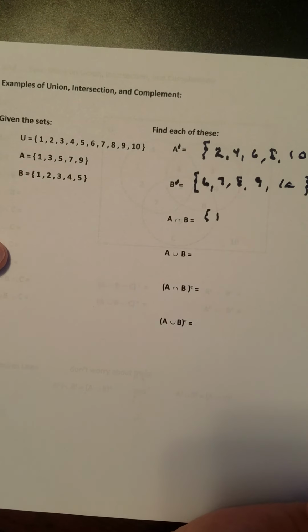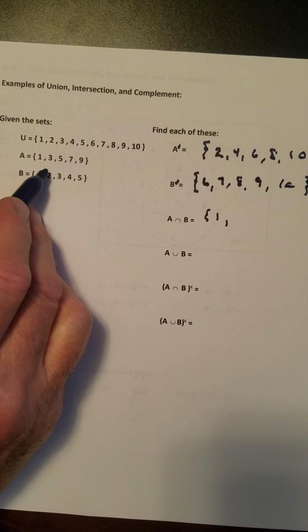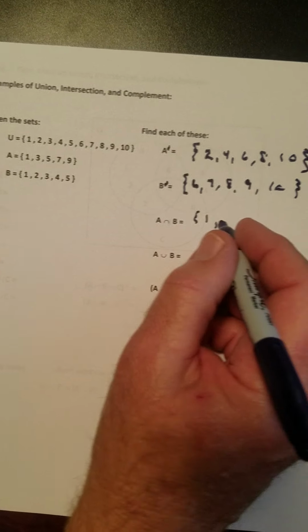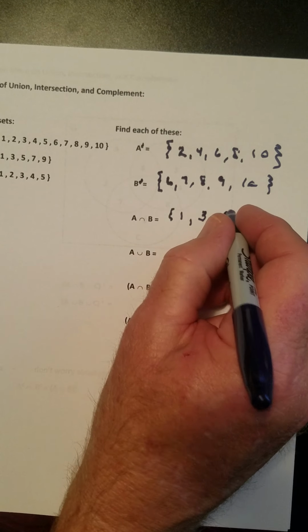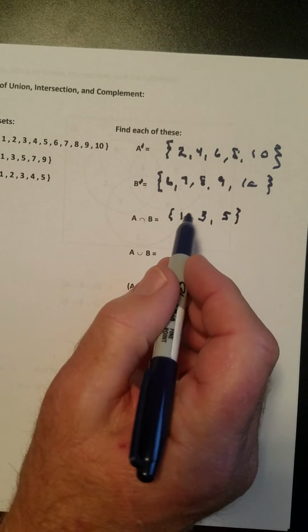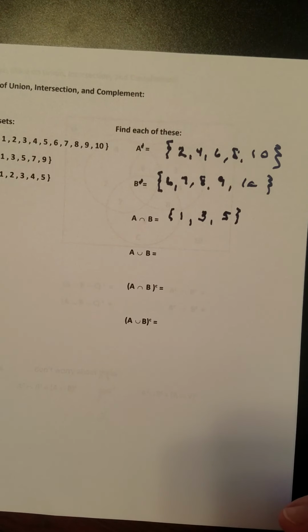So my intersection would have a 1 in there. What else? Well, it looks like a 3 and also a 5. So my intersection would be 1, 3, and 5. Those are the 3 elements that A and B have in common.